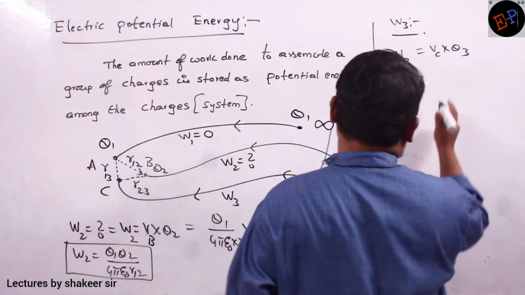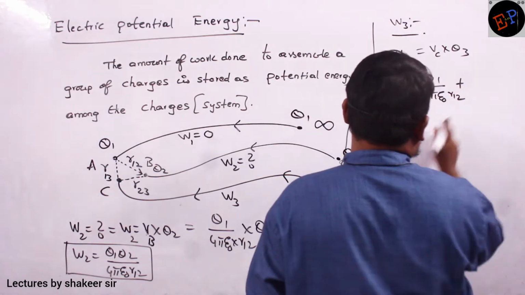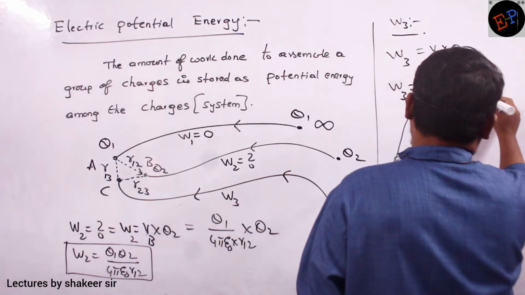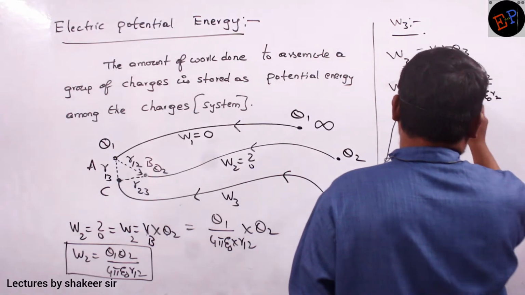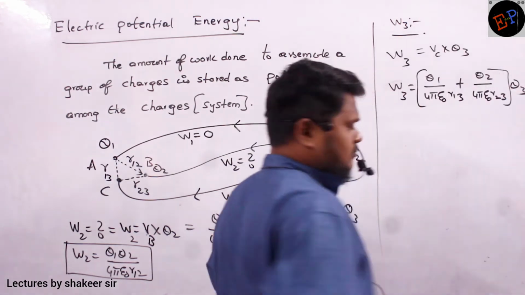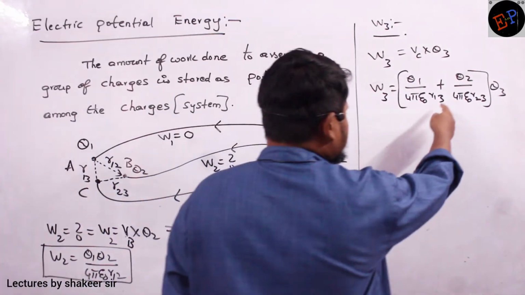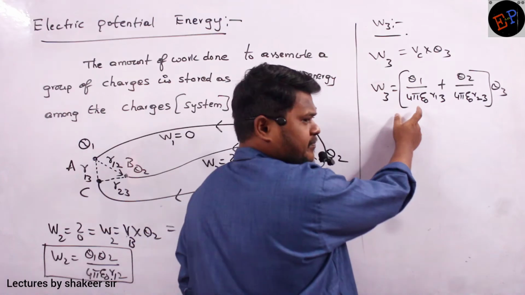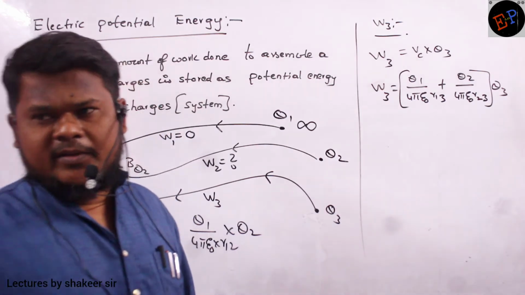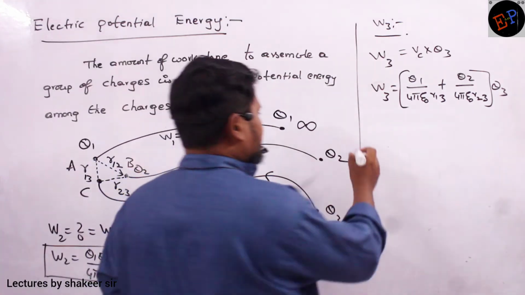potential because of Q1, which is Q1 divided by 4 pi epsilon naught into R13, plus potential because of the second charge, Q2 divided by 4 pi epsilon naught into R23, multiplied by Q3. This is the potential because of the first charge at point C, and this is the potential because of the second charge at point C, multiplied by the charge which you are moving. Which charge are you moving? Q3 charge.